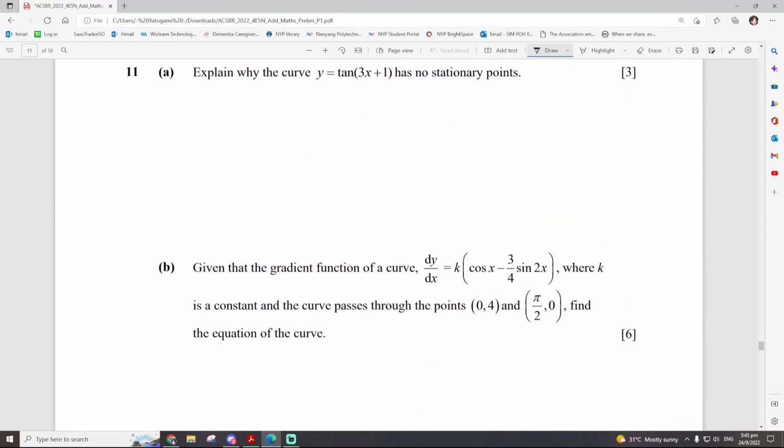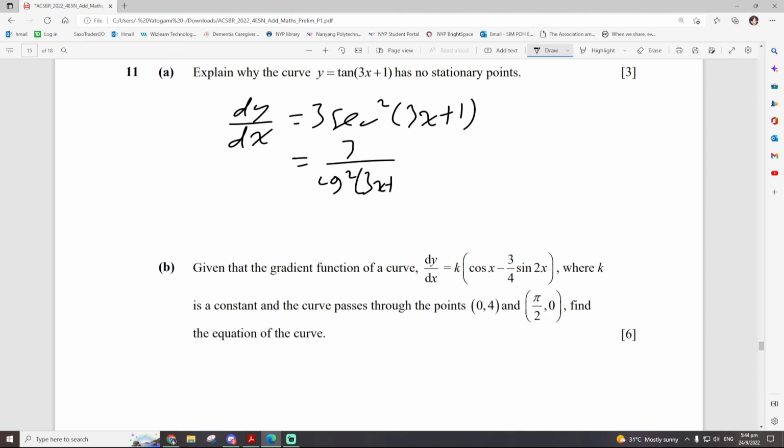Explain why the curve y equals tan 3x plus 1 has no stationary points. Okay. So we'll differentiate this. dy/dx equals, bring out the 3, so you'll get 3 sec squared of 3x plus 1, which is 3 over cosine squared of 3x plus 1, which is never 0. So therefore no stationary point. That's it. Okay.